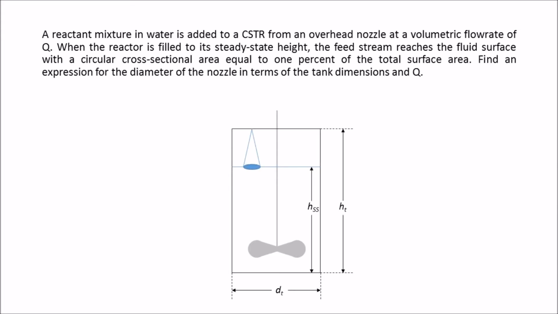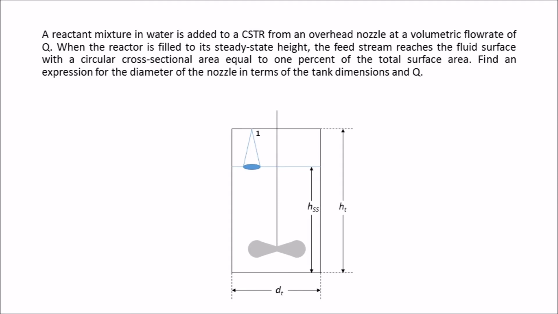We're going to apply the Bernoulli equation to a stream entering a CSTR through an overhead nozzle. We want to find an expression for the diameter of the nozzle given the volumetric flow rate of the inlet Q, the overall tank dimensions, the steady-state fluid height, and a relationship between the final inlet cross-sectional area and the cross-sectional area of the tank.